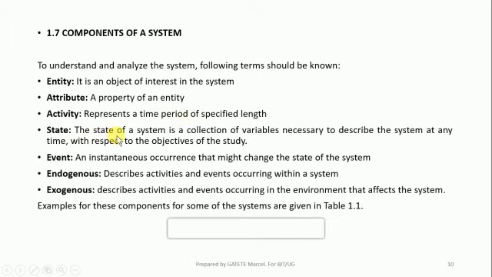What is the state? The state of the system is the collection of variables necessary to describe the system at any time with respect to the object of study. The state of the system is how the system is now. So we describe how the system is. For example, if the University of Gitwe is working now, its state is a working state.